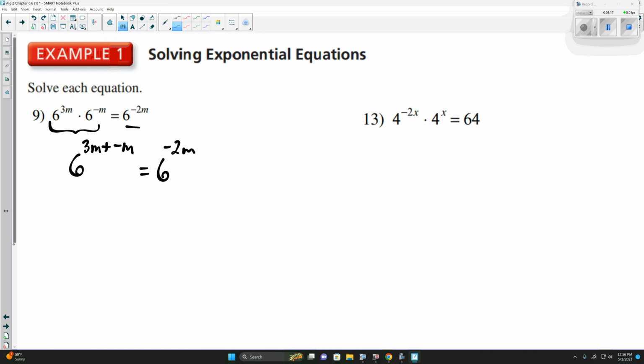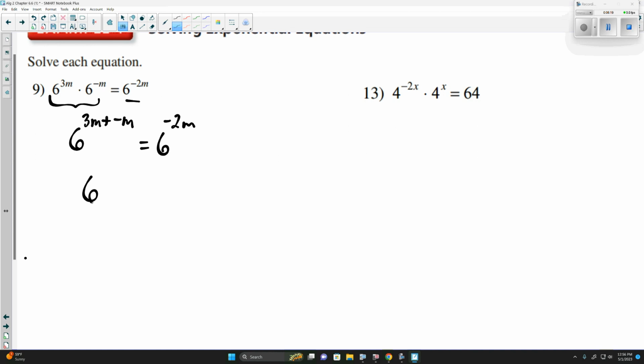Well, we can simplify that. 3m plus negative m is 2m. So 6 to the 2m is equal to 6 to the negative 2m. Well, the only way these bases can be the same and these two expressions be equal is if the exponents are also equal.